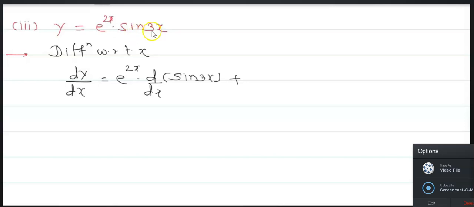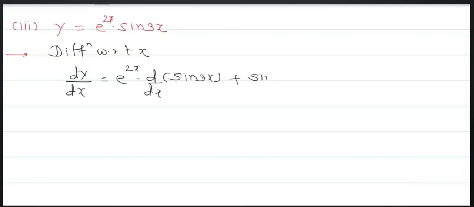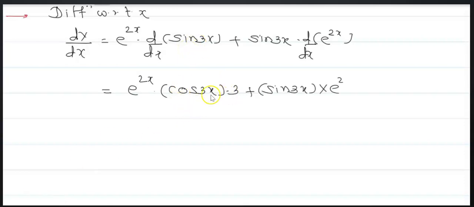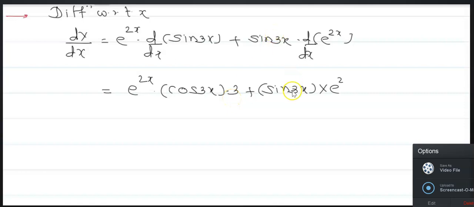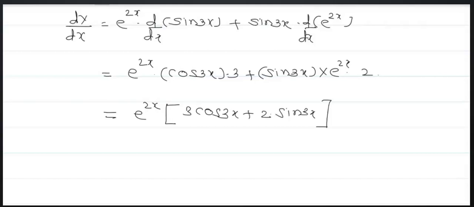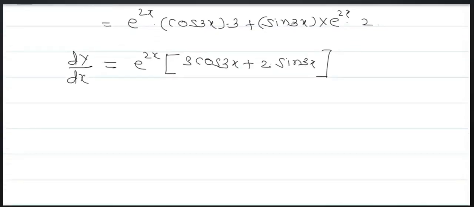Again, what is the derivative of sine of 3x? The derivative of sine is cos, therefore the derivative of sine of 3x is cos of 3x into the derivative of 3x, which is again 3. Apply the product rule: e raised to 2x into d/dx of sine of 3x plus sine of 3x into d/dx of e raised to 2x. Therefore, the derivative of sine of 3x is cos of 3x into 3, and sine of 3x stays as it is, and the derivative of e raised to 2x is e raised to 2x into 2. From all these, we again take e raised to 2x as common, in bracket 3 cos of 3x plus 2 sine of 3x. This is dy by dx.